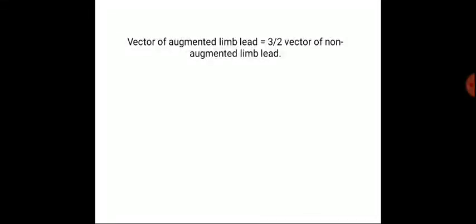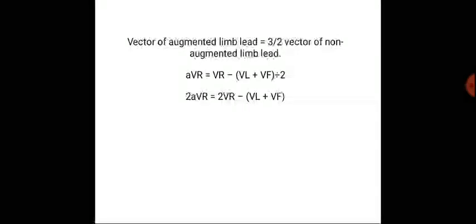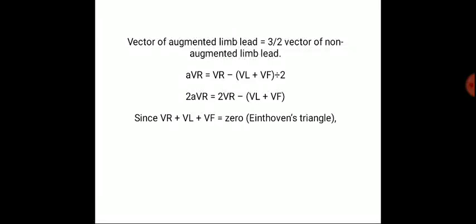The vector of augmented limb leads is equal to 3/2 of the vector of non-augmented limb leads. How is it? AVR is equal to VR minus (VL plus VF) divided by 2. So 2 AVR is equal to 2 VR minus (VL plus VF). Since VR plus VL plus VF is equal to 0 according to Einthoven's triangle, VR is equal to minus (VL plus VF). So 2 AVR is equal to 2 VR plus VR, and AVR is equal to 3/2 VR.